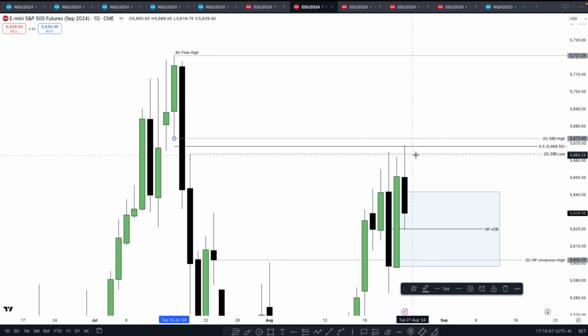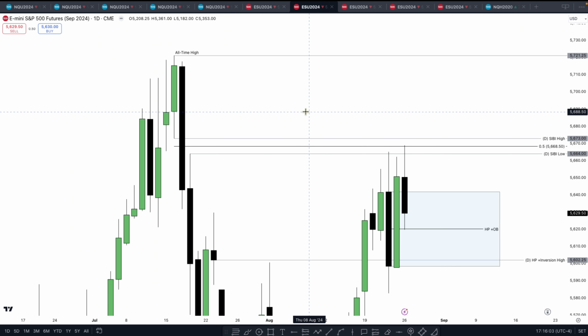What is that? That is CE, which stands for consequent encroachment, or in other words, 50% of this daily SIBI. That is a key reference point, and that is important for us. It is an extremely key level for us to monitor, especially on top of the things we have already discussed and the narrative that we have already built.